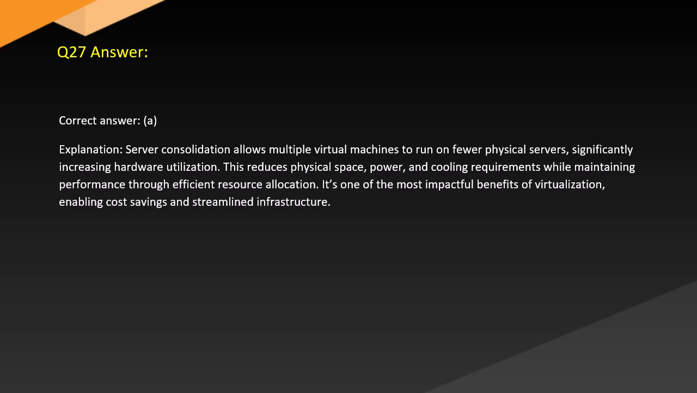Answer. Correct answer, A. Explanation. Server consolidation allows multiple virtual machines to run on fewer physical servers, significantly increasing hardware utilization. This reduces physical space, power, and cooling requirements while maintaining performance through efficient resource allocation. It's one of the most impactful benefits of virtualization, enabling cost savings and streamlined infrastructure.